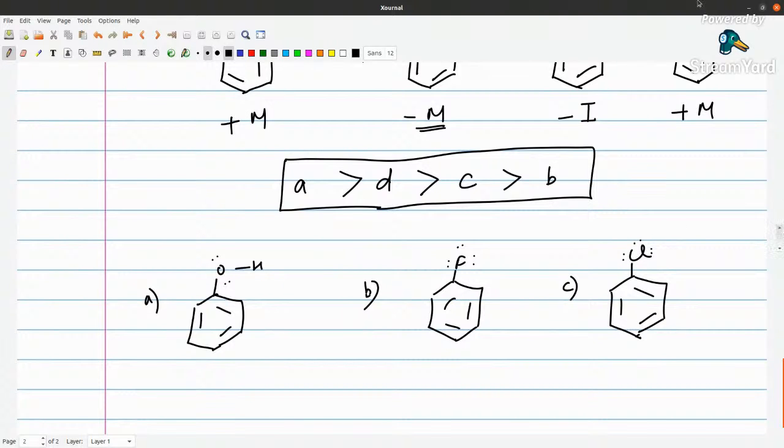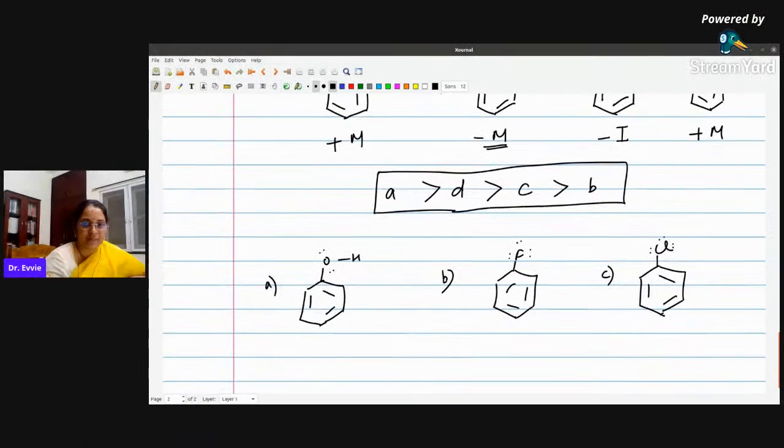I think most of you got confused here. That's why I gave you this question. Now we all know it's very clear that this one will have a plus M effect. It will have both plus M and minus I effect. As I told you, the plus M effect only will take the lead. Here this also will show plus M and minus I, but this one will take the lead. And here also it is plus M and minus I.